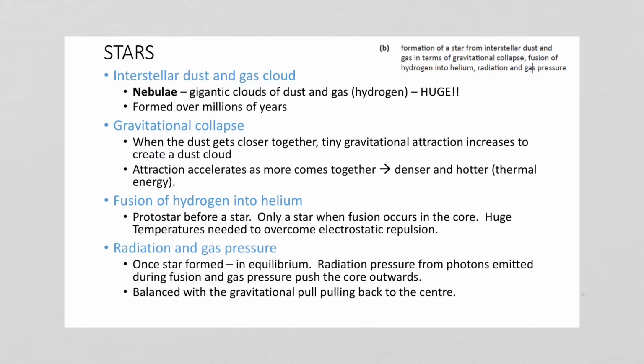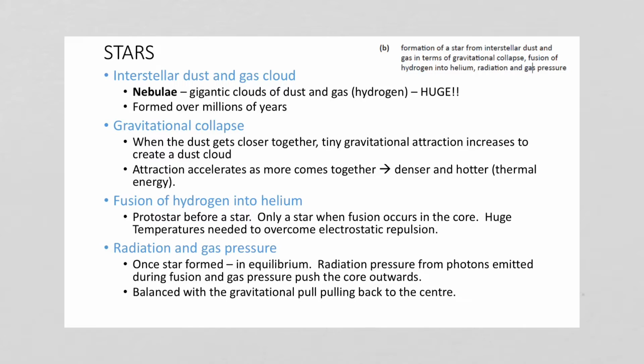So I've got a few notes just here that I'm going to briefly talk about, but in essence, we need to look at the formation of a star that starts with interstellar dust and gas, and that's in terms of gravitational collapse, fusion of hydrogen into helium, and then I mentioned it last session about radiation and gas pressure, so that's from your specification. So we'll start with interstellar dust and gas clouds.